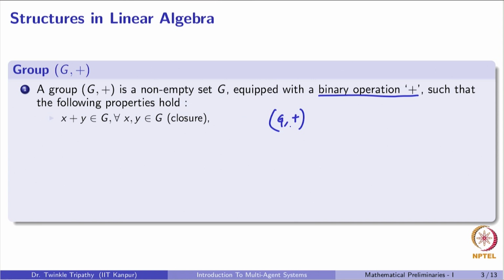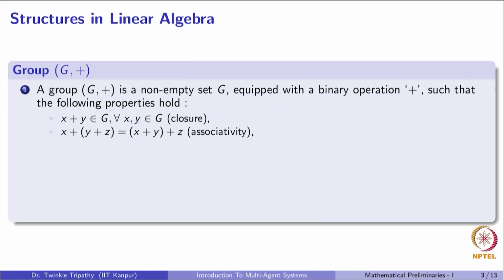In the closure property, we take any two elements in G and operate them under the given operation, then the output of it has to lie in this set itself. The second property is associativity, in which the order in which we perform the operation doesn't really matter. For example, if we have three elements here and we take x plus y plus z, now it's exactly the same as doing first x plus y and then operating it with z, known as the associativity.